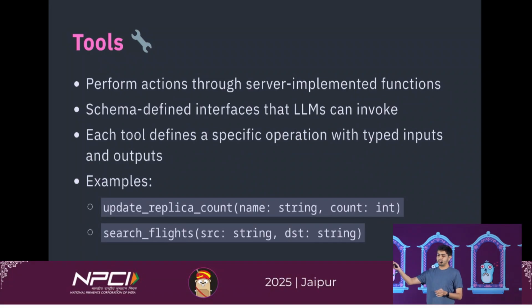So in the first example, we are updating the replica count. I'll pass the name of the VM and I'll put the count we want. And then the MCP server will know that this tool is called and it will decide what to do. Similarly, if you're searching for flights, you'll tell your source, destination, and some computation will happen that we don't care about right now. The LLM doesn't. It's just a server, it should handle that.